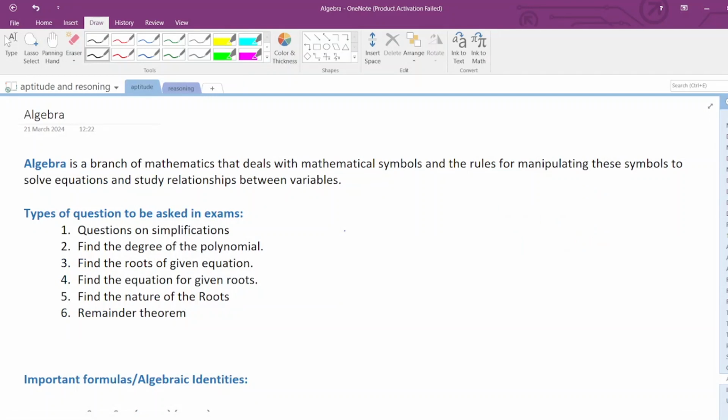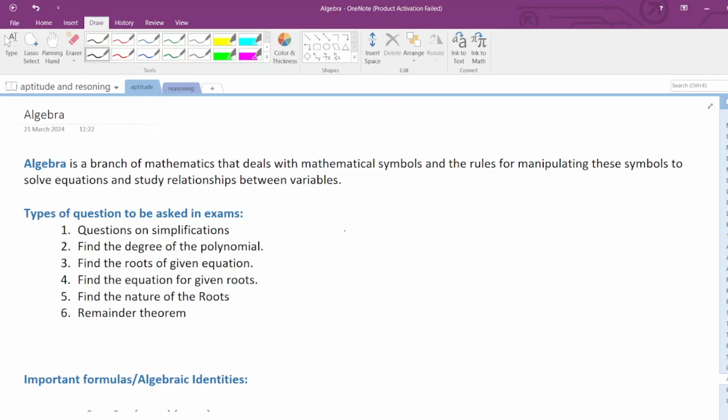Today we are going to learn about algebra, and in this session I'm going to explain what algebra is and what types of questions can be asked in competitive exams. Okay, and also how to solve them in the easiest way. So I'm going to explain those things. Without wasting time, let's get started.